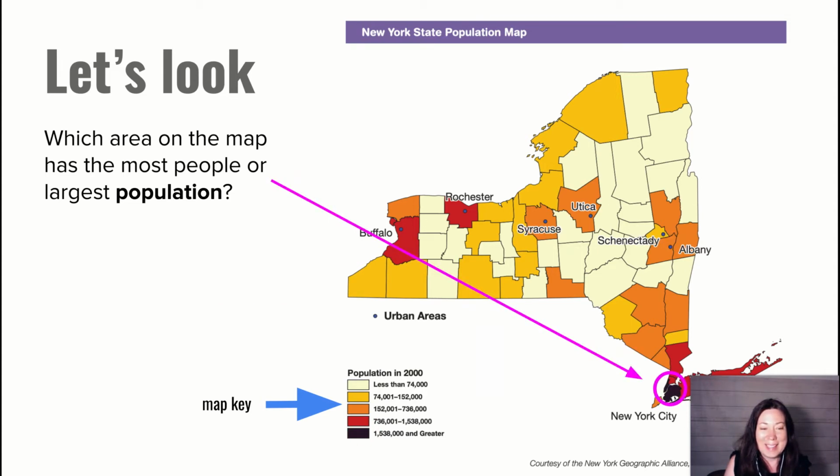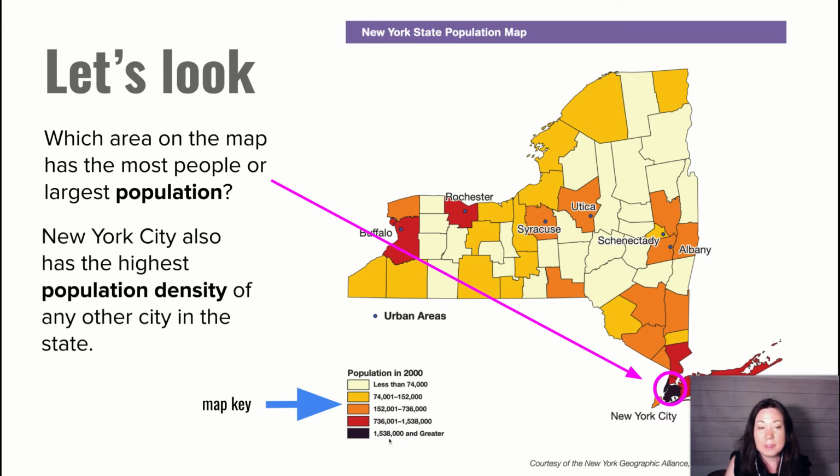Did you see that? That area is right here. It's the only area that has more than 1,538,000 people. This is New York City. And New York City also has the highest population density of any other city in the state. So that means there's more people in that small area, more people together.